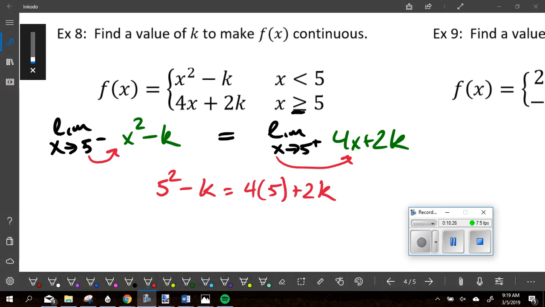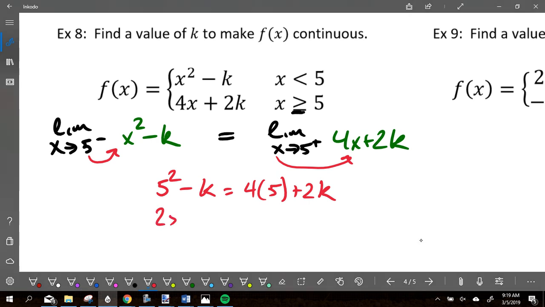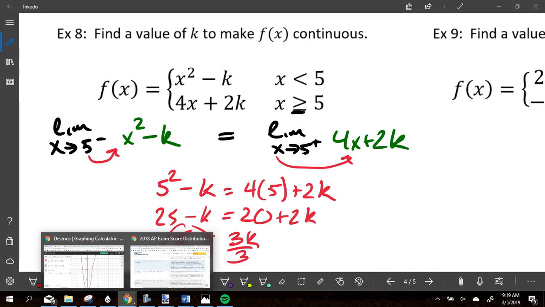Show me with your fingers what's your answer. Got some 5/3 looking answers. Let's see. This is 25 minus k equals 20 plus 2k. Subtract 20, add k, divide by 3, divide by 3. Oh, cool, it's 5/3.